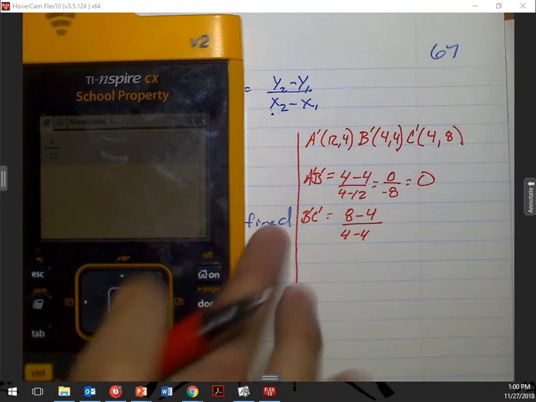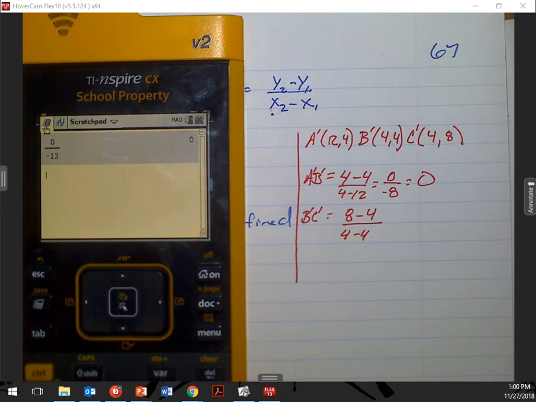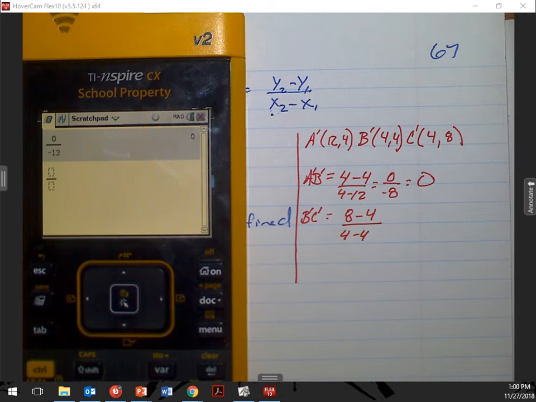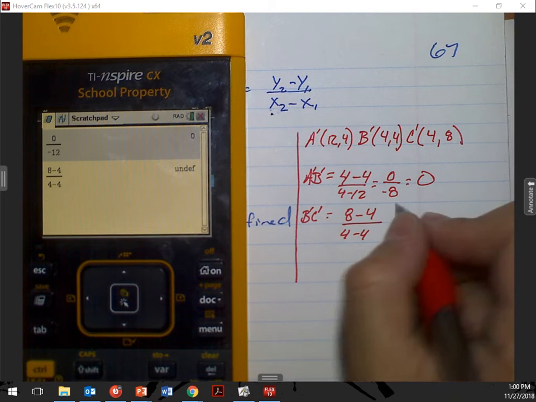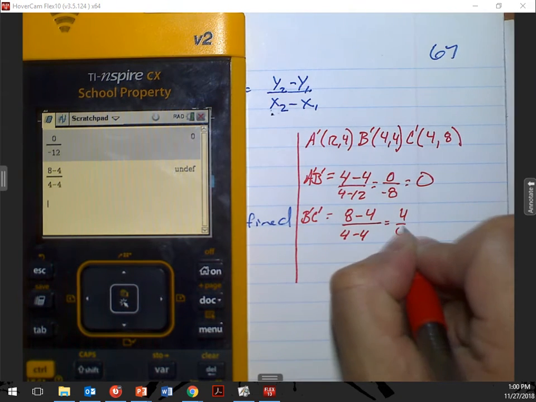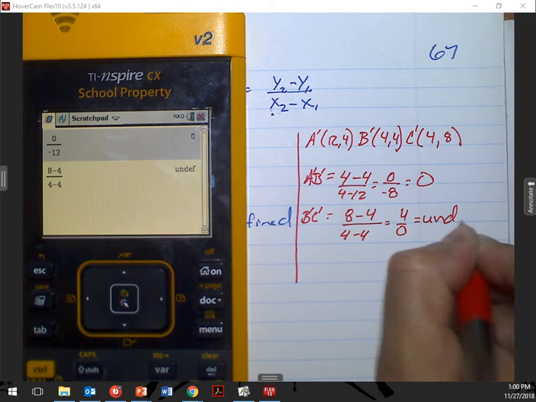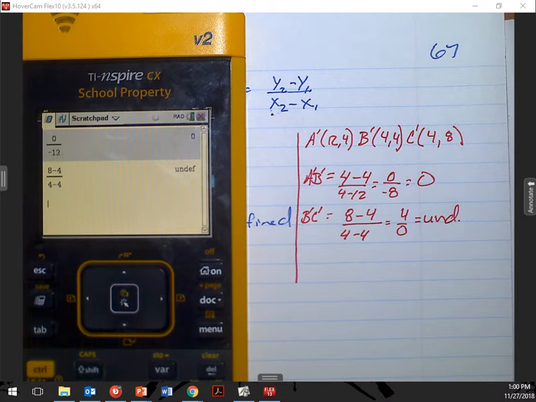Okay, I'll show you. Look, calculator. Control divide. It's going to set up my fraction. 8 minus 4 over 4 minus 4. It tells me undefined. Calculators are your friends, not food, right? So if 0's on the bottom, it's undefined.